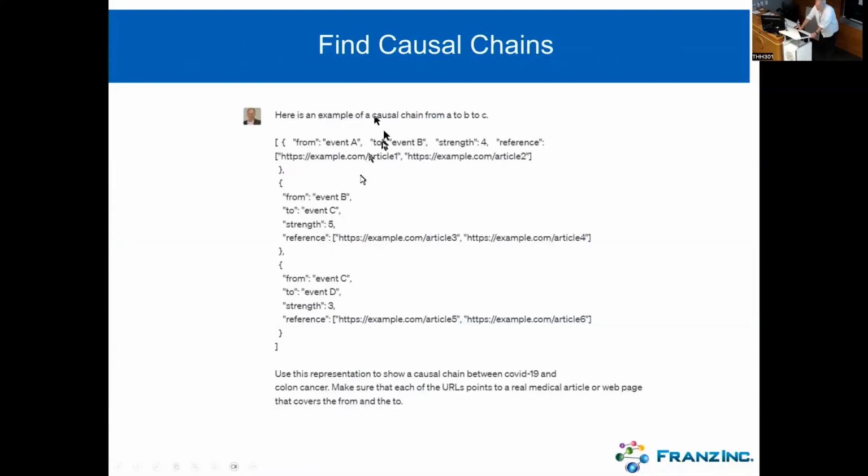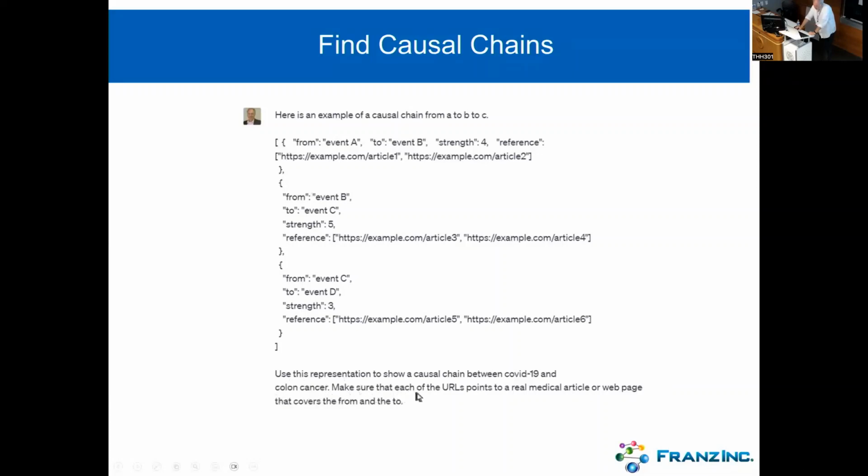And then the other thing, so here's a query I once did. It's an example of a causal chain from A to B to C, yeah? This is the prompt. You say, okay, I want from event A to B, strand 4, and it's the reference. Then from B to event C, strand 5. C to D, strand 2. Just to give an example of the structure that I want back. And then use this representation to show the causal chain between COVID-19 and colon cancer.